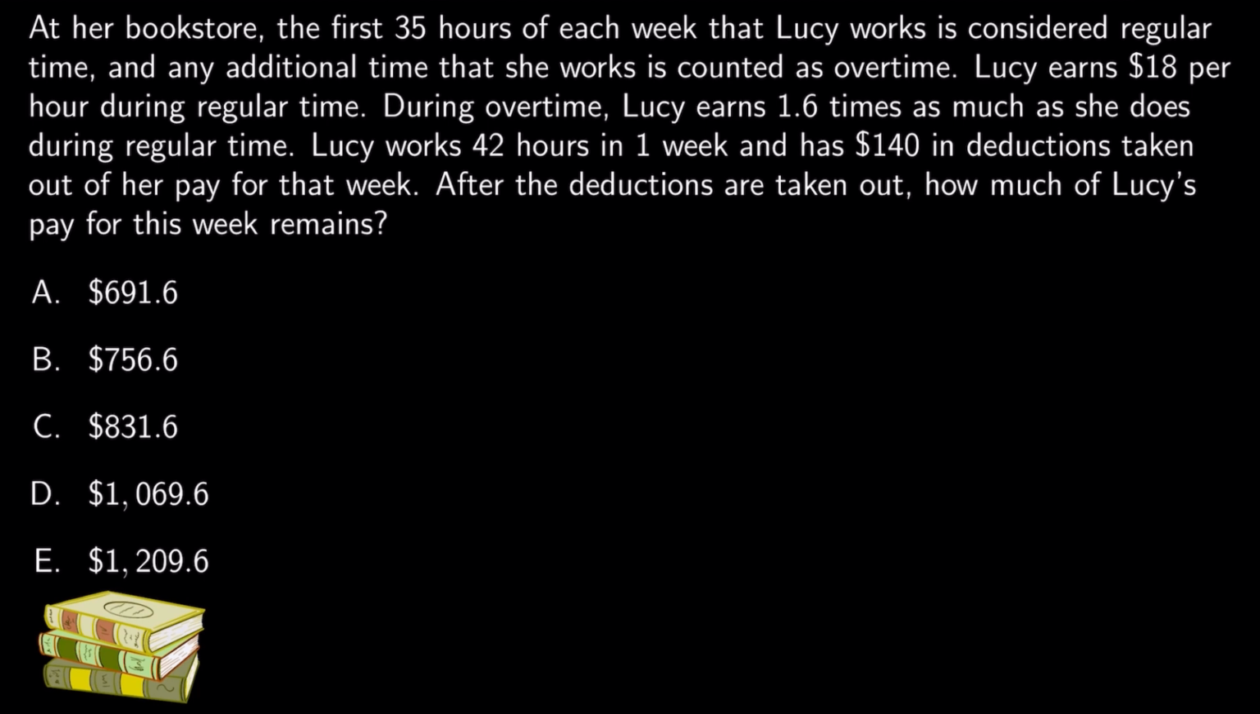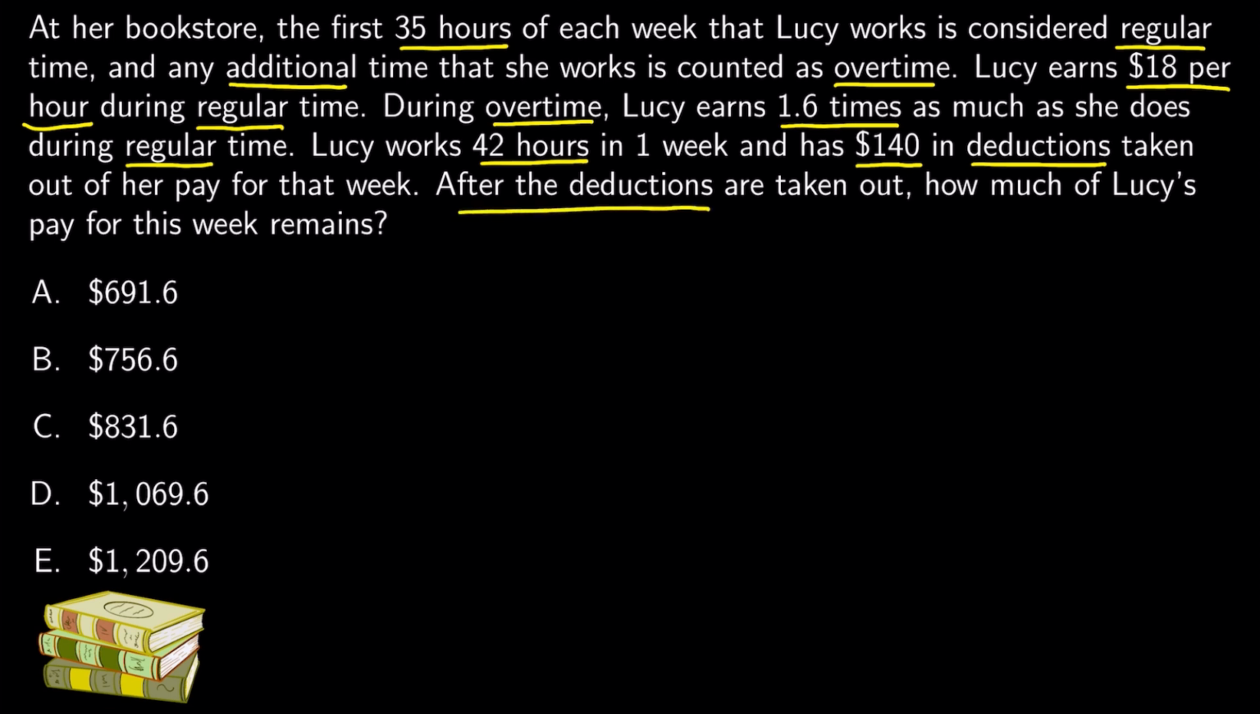At her bookstore, the first 35 hours of each week that Lucy works is considered regular time, and any additional time that she works is counted as overtime. Lucy earns $18 per hour during regular time. During overtime, Lucy earns 1.6 times as much as she does during regular time. Lucy works 42 hours in a week and has $140 in deductions taken out of her pay for that week. After the deductions are taken out, how much of Lucy's pay for this week remains?